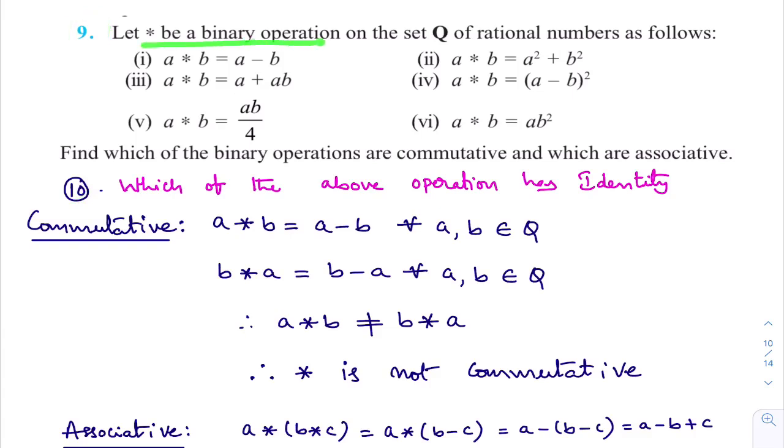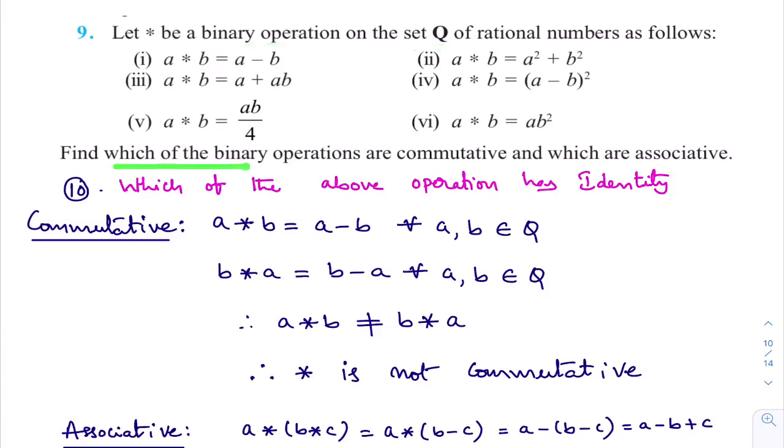Star is a binary operation on the set of rational numbers. What is star? Star is a binary operation on what? On the set of rational numbers. And star is defined as a star b is a minus b, a star b is a square plus b square, like that in all the bits star is defined. They are already defined and they are saying it is a binary operation on the set of rational numbers. So no need to check whether they are binary operations or not. They are already binary operations.